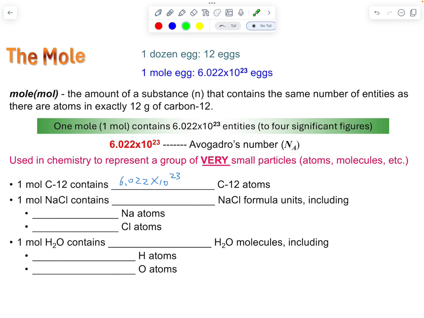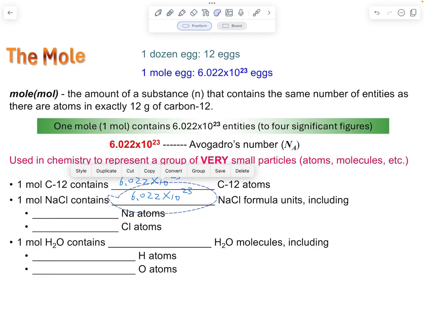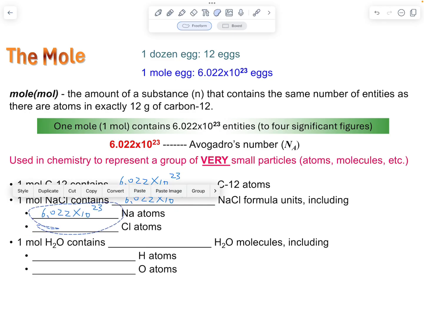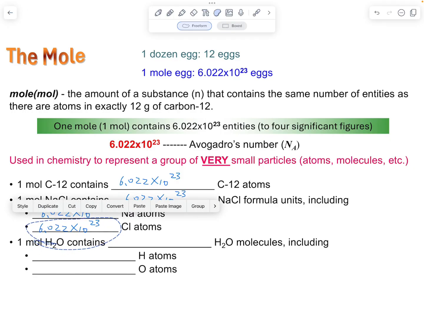And 1 mole of sodium chloride, table salt, also contains 6.022 times 10 to the 23rd sodium chloride formula units. A formula unit means that even though we write 1 sodium, 1 chlorine, we are describing their 1-to-1 ratio here. So 1 mole of sodium chloride would contain 6.022 times 10 to the 23rd sodium chloride units. That means there are going to be 6.022 times 10 to the 23rd sodium atoms, and 6.022 times 10 to the 23rd chlorine atoms.